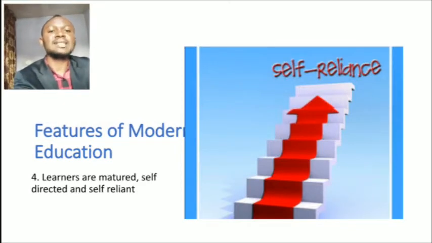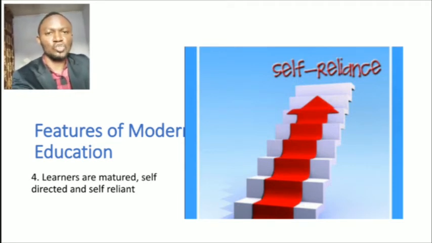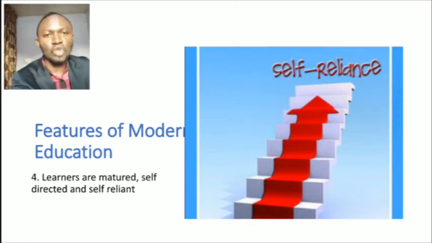Number four, learners are matured, self-directed, and self-reliant. These classes cannot be possible if learners or students fail to demonstrate a high level of maturity, if learners or students are not self-directed or self-reliant. Your parents cannot be there every minute guiding you or instructing you to go for your online tutorials or online classes. You must have that spirit of self-discipline to take classes online, whether anybody is monitoring you or not. You just know that that is the right thing to do.